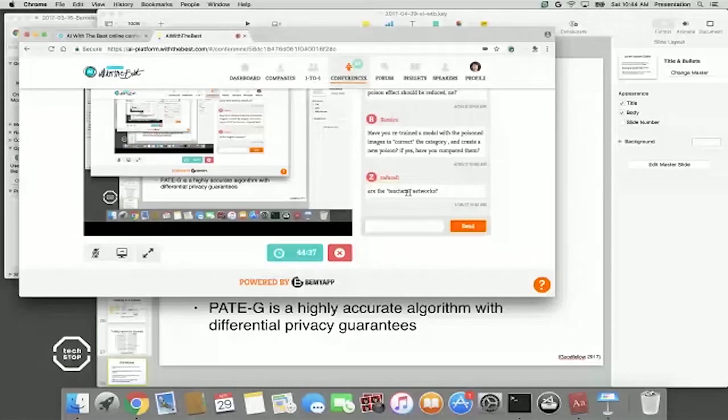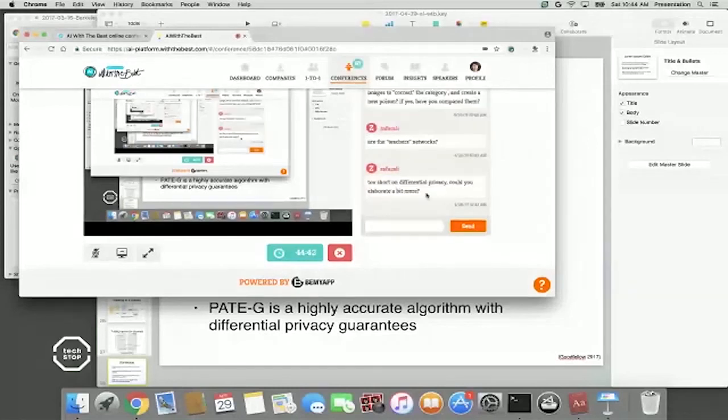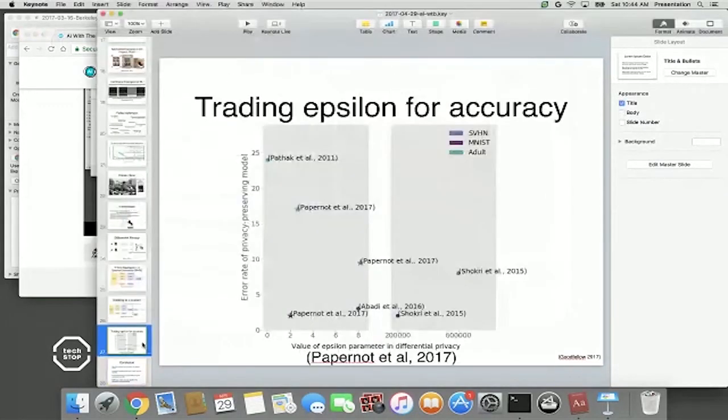So someone asks, are the teachers in the PATE framework networks? So yes, in the version that we implemented, the teachers are deep networks. Yeah, someone says, too short on differential privacy. Could you elaborate a bit more? Yeah, I'm sorry about that. I tried to make sure I got through all the slides because I know some people might want to leave before the end of the question session. So yeah, let me go back and talk about differential privacy a little bit more.